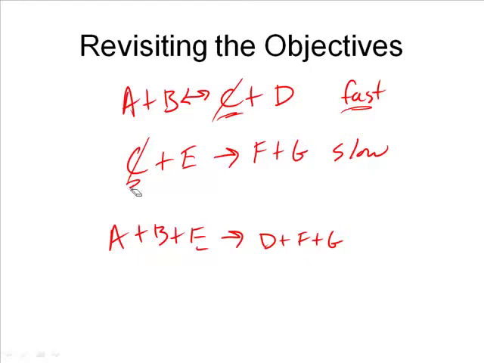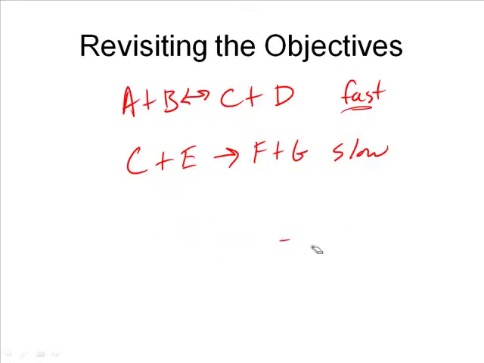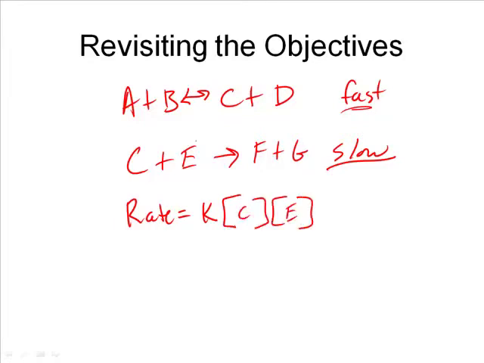Okay? Now, if we were asked to find the rate law for this reaction, this is the important part here. The rate law is based on the slow step. This is our slow step right here. So I would say the rate is equal to K times the concentration of C times the concentration of E. But again, C is an intermediate. So we can't have it in our overall rate law.